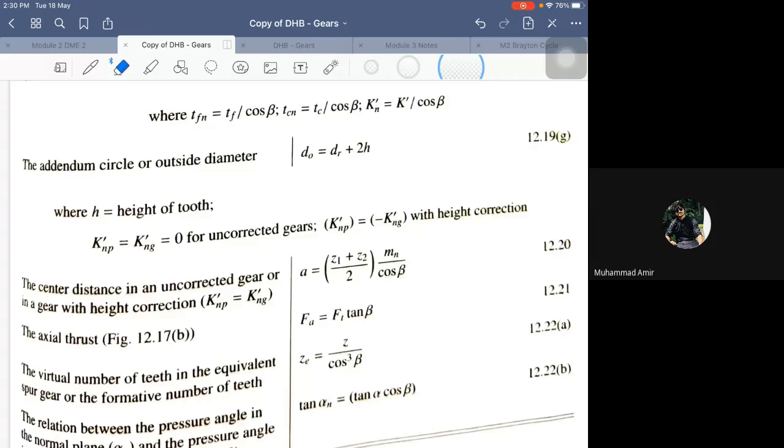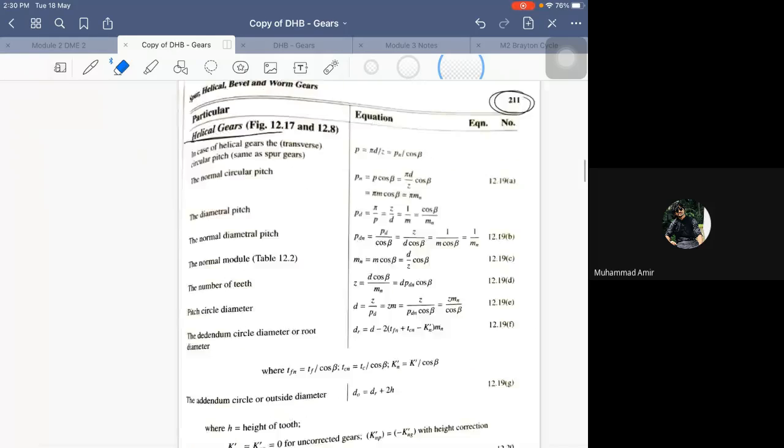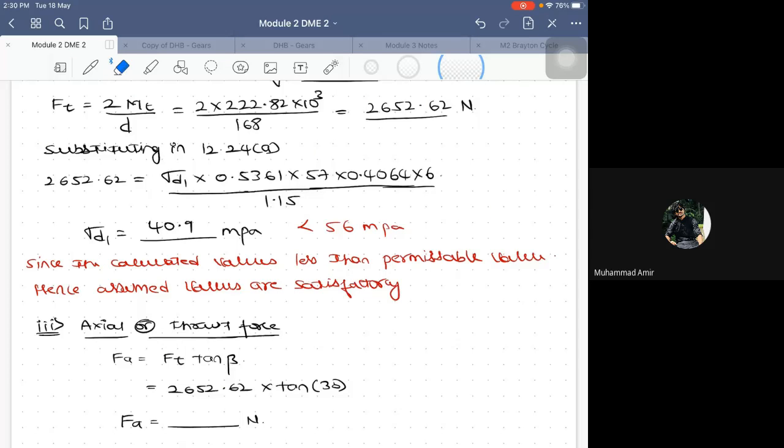Okay, 12.11, page number 211. So there you can find this particular expression. Use that to calculate the value of the axial stress.